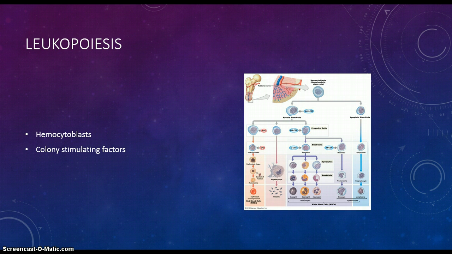Leukopoiesis is the process of producing new white blood cells. As we have talked about in other formed elements, they begin as a hemocytoblast. Then they are stimulated by these colony-stimulating factors that differentiate the cells into myeloid stem cells, and then on down to the different types of cells. Now, the lymphocytes take a slightly different path. They come down the lymphoid stem cell side here and become the lymphocyte.